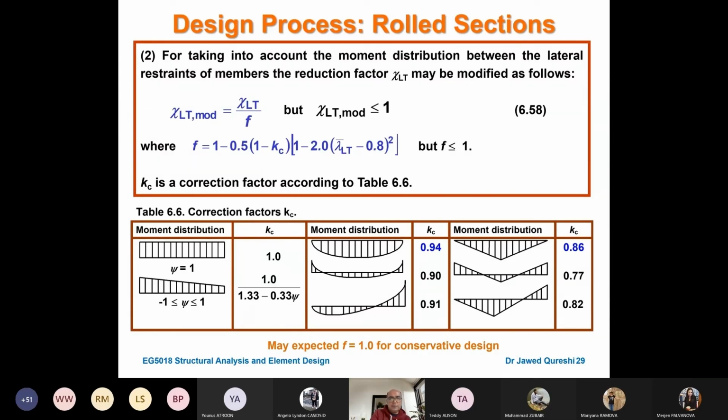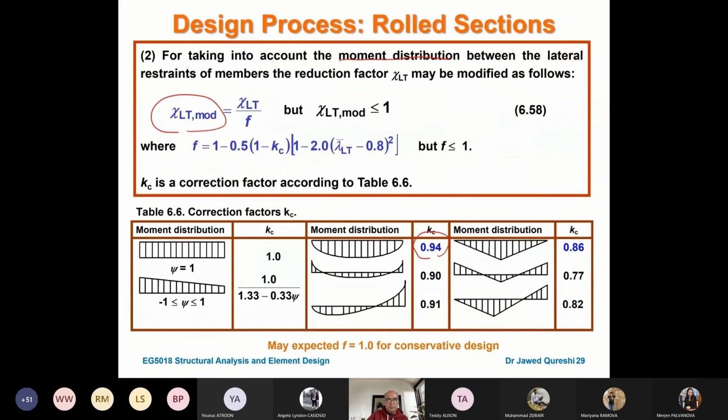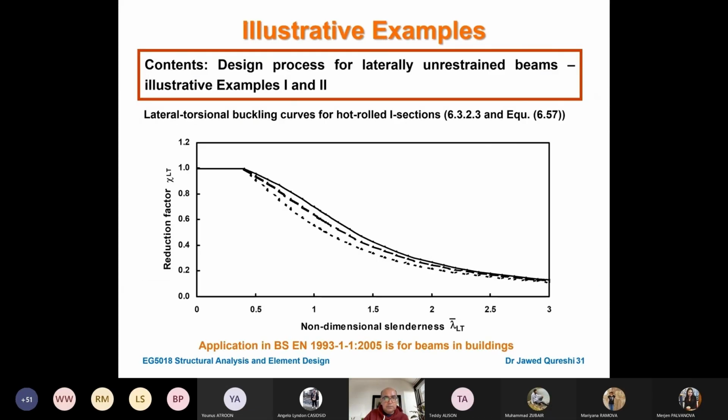The reduction factor can be modified using this formula to take into account effects of moment distribution, and there are different factors. So if you use these factors, it will give you more accuracy. If you stop up to this point, I would probably stop it. I will not use these details, but it is just for your information that these things are there. And again, it's a modification, so C1.